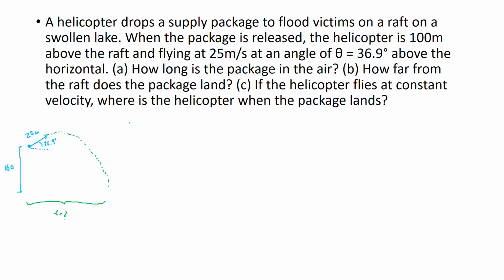We can start by saying that y equals y0 plus the velocity in y times time minus half of the gravity times t squared. It's gonna end at the floor, so this is 0, so we write 0 here. Initial position is 100 in the y-axis. Velocity in y is 25 sine of 36.9 times the time, minus a half of 9.81 times t squared.